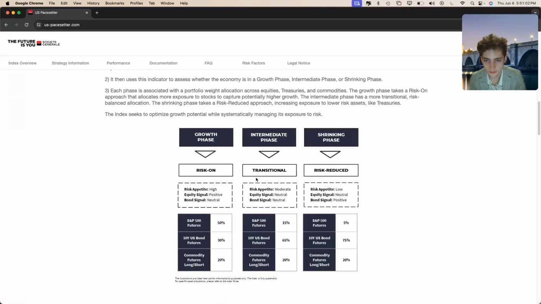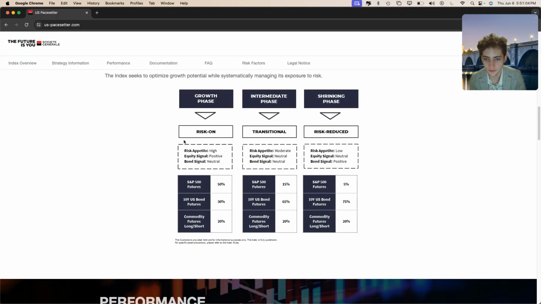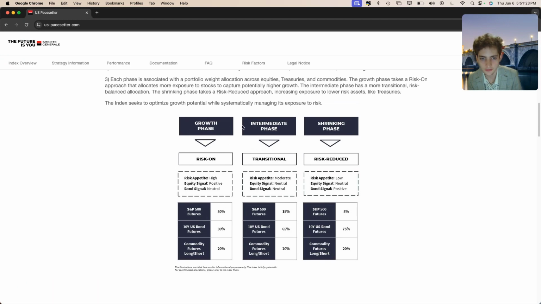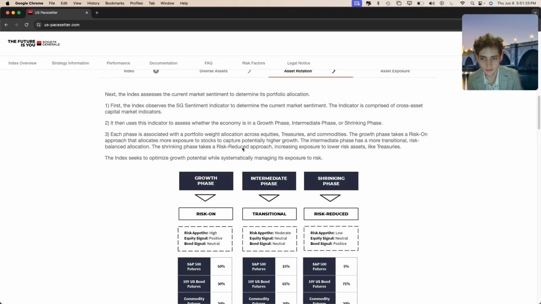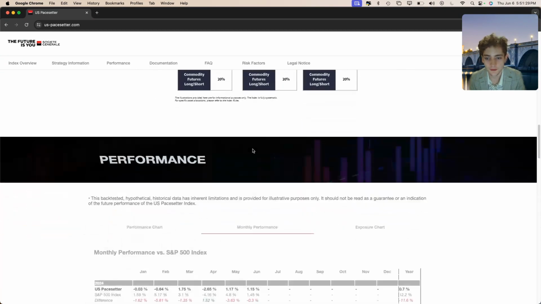Here is a little more information. Of course, these are the different things. Whenever it's in a growth phase, it is 50% in the S&P, 30% in bonds and fixed income, and 20% in commodities. Intermediate phase, 15% in S&P, 65% in bonds, and 20% in commodities. Shrink phase is 5% in equities, 75% in bonds, and 20% in commodities. And this changes on a month-to-month basis, depending on whatever Societe Generale thinks.